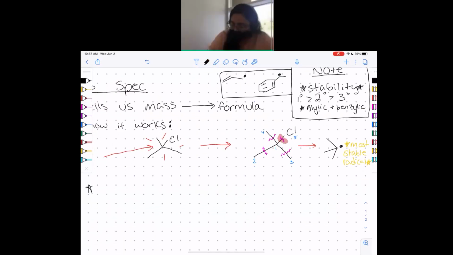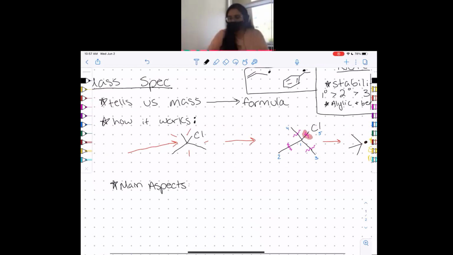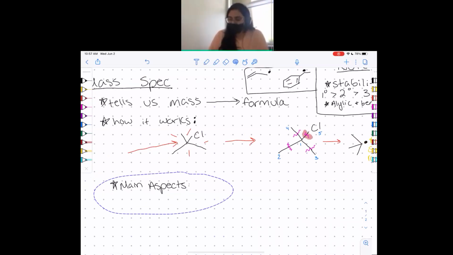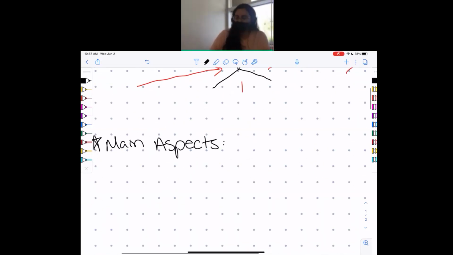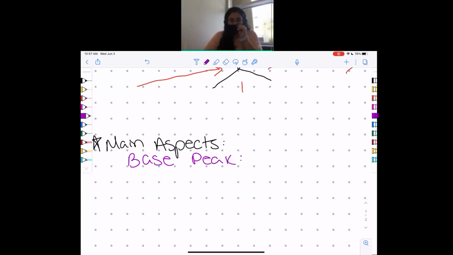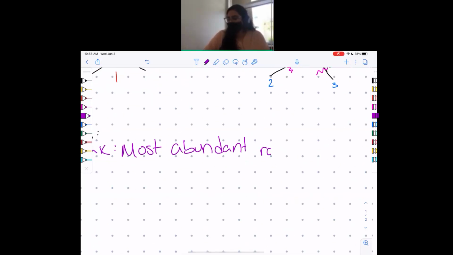Awesome. Yes. So I'm just going to write the main aspects. You can kind of think of it the same way you do NMR. You can organize it similarly in your mind. So the main aspects, we have four main peaks. And the first one, as you said, is the base peak. And we know that this is the most abundant radical.